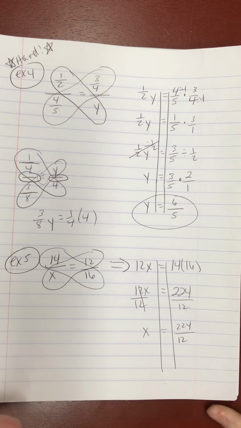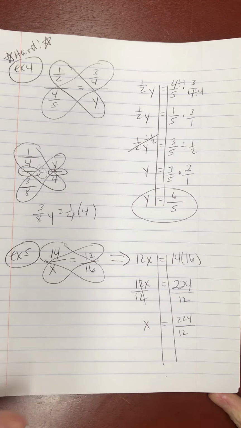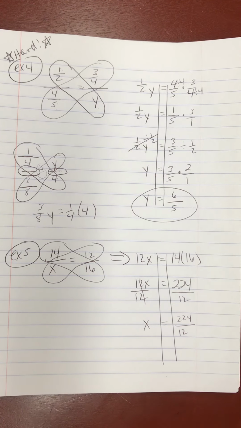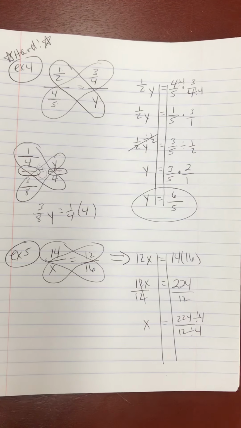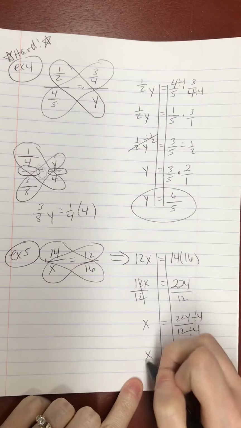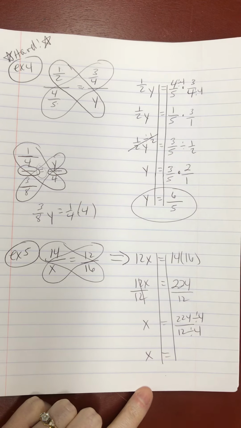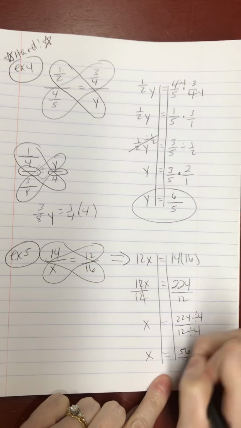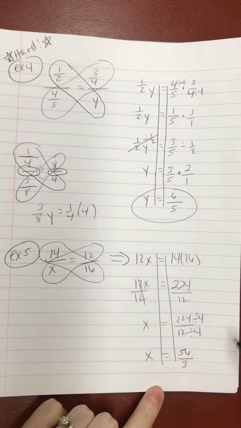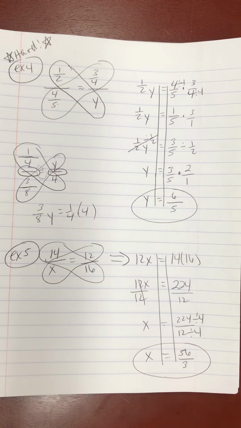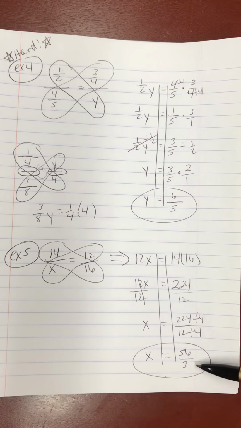Now, ordinarily, that would be your answer if it was fully simplified, but it's not. There is something you can divide out of the top and bottom. In fact, the highest number you can divide out of the top and bottom is a 4. You can't go any higher than that, so we might as well just do that. 224 divided by 4 is 56, over 12 divided by 4 is 3. And so that is your final answer now. In this one, we did have to simplify at the end. We got 56 over 3.